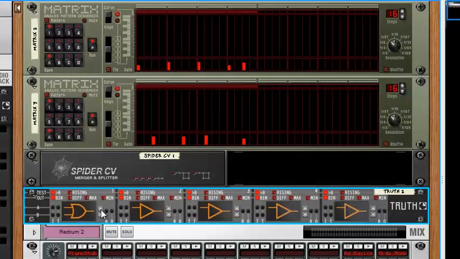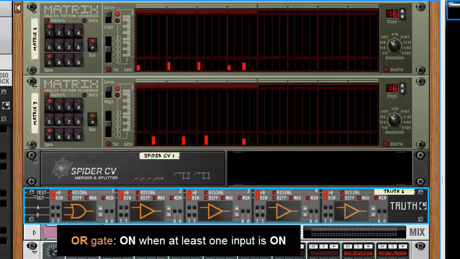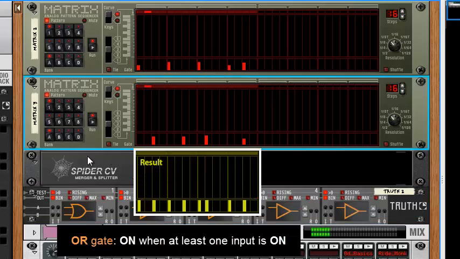The OR gate produces a different pattern. This logic gate outputs on when at least one of its inputs is on. So effectively, we merge the two patterns.